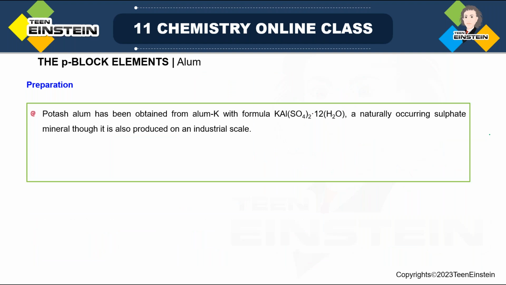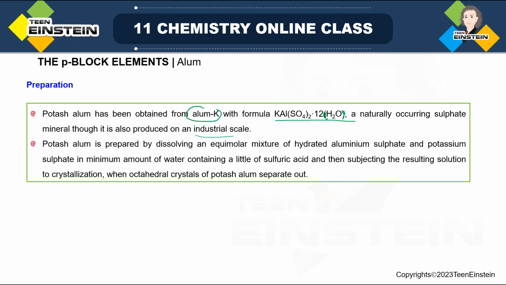Preparation. If you consider the mineral of this, it is naturally obtained from alum K. Now look at the formula. It is basically the same that you have seen: KAl(SO4)2 with 12 water molecules, which is a naturally occurring sulfate mineral. But if we consider the man-made method, on an industrial scale, how can we make it?